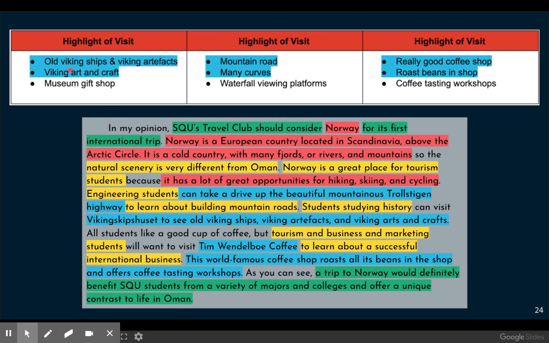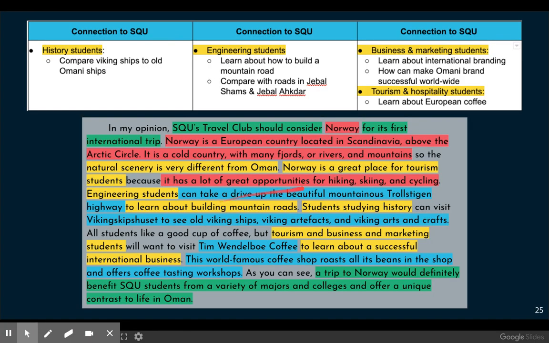So the blue bits are from my highlight of my visit to my 3 different attractions. So these are the points that I picked up that I thought I want to connect to SQU students and talk about in my proposal. And as you can see, I have connected them to the information in my section about connection to SQU. So, for example, here, engineering students, right? What sort of things would they like in Norway? They can drive up the beautiful mountainous Trollstigen Highway to learn about building roads.